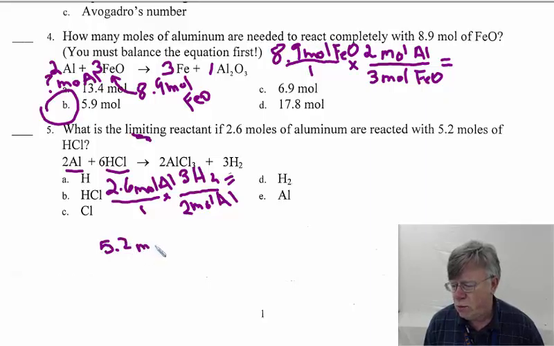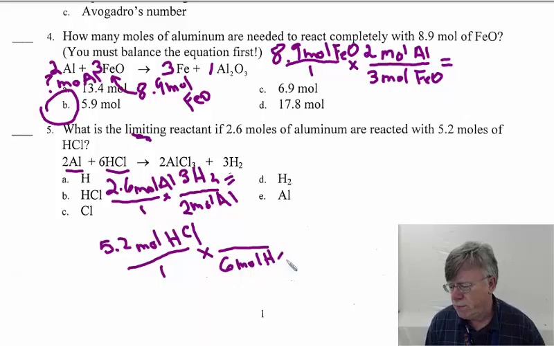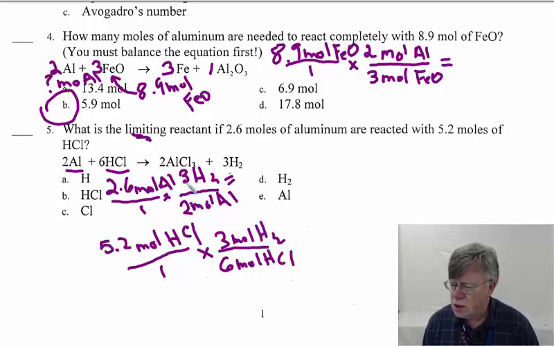I have 5.2 moles of HCl. Okay, so that's good. And I'm going to find out how much of the same product. So I'm solving for the same product. This is going to be 6 moles of HCl. We'll create 3 moles of hydrogen. So see, this is 3 moles of hydrogen here too, 3 moles of hydrogen. So really I'm now going to compare both of these to the same exact product. And then I can determine which is the limiting reactant.